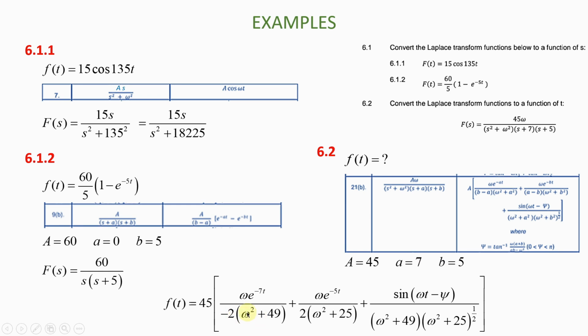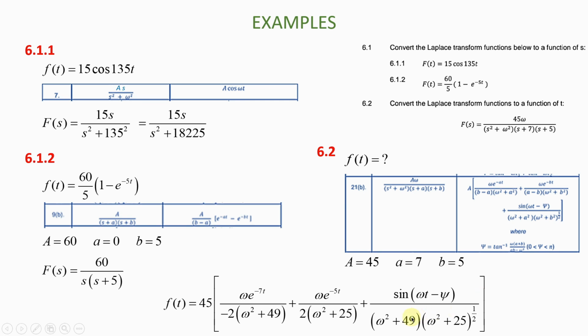And then multiplied by omega squared plus a squared. a is 7. 7 squared is 49. So that is why I have omega squared plus 49. And you go on doing like that, the same thing, just replacing capital A by 45, small a by 7, and small b by 5 in this expression. And that will give you the time function that you are looking for. So this is what it is here.